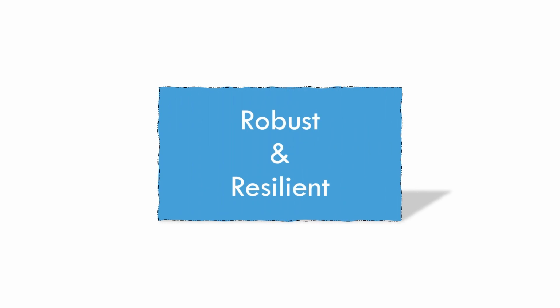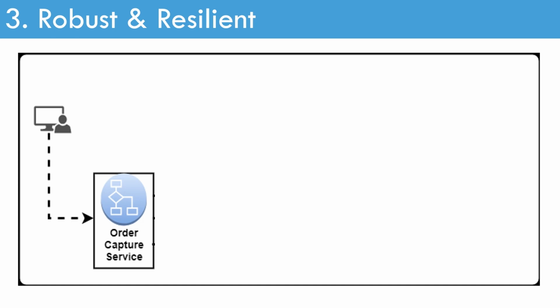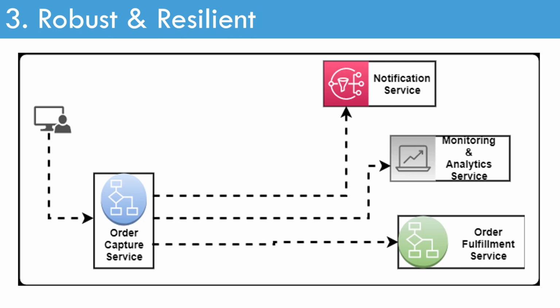Coming to the next feature, we can build very robust and resilient systems using reactive design. Let's say we have an online shopping application. When an order is placed, this needs to be processed by multiple systems for various purposes. The order has to go to the order fulfillment system for further processing. It has to go to a notification system for notifying the customer, and to analytics systems for various monitoring purposes.